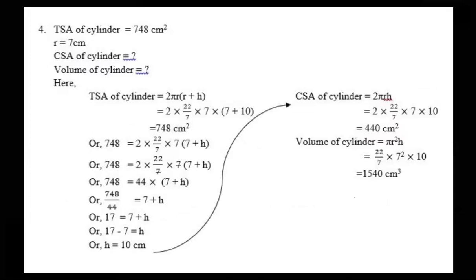Now let us go to yesterday's question. I'll look at the modified form of yesterday's question. Let me see whether you know the formula or not. The PSA of the cylinder is given, the radius is given, and we have to find the CSA and volume of the cylinder. Tell me, what is the formula of CSA of cylinder? 2 pi r h.